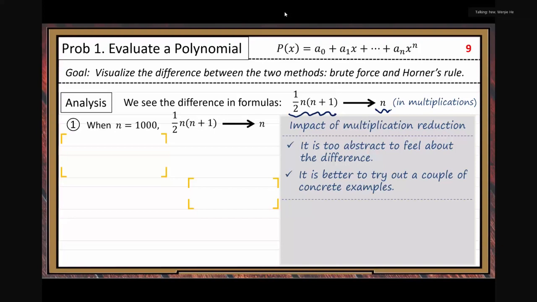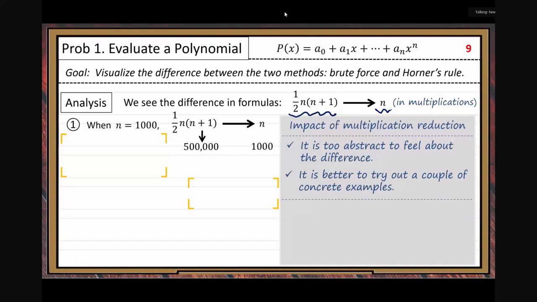If you apply the first method, how many multiplications do you need? Let's plug n equals 1,000 into the first formula. Here, we do a good approximation, because there is some minor part. We just keep the major part, okay? So here, the major part, 500 million.